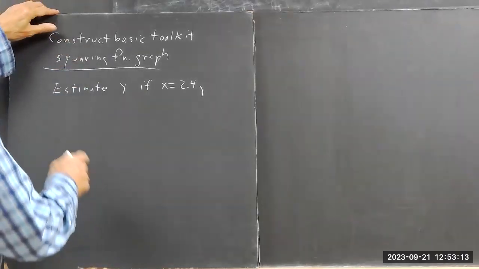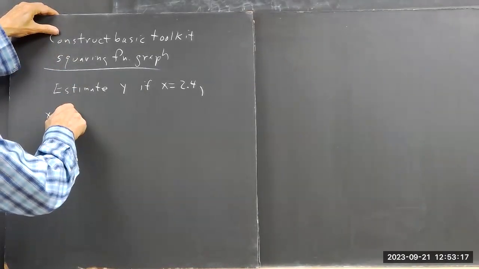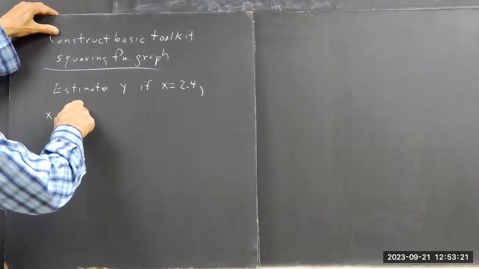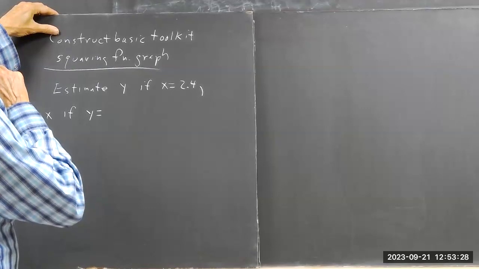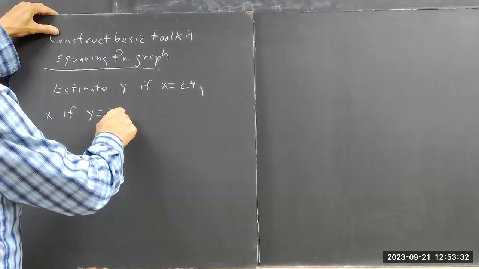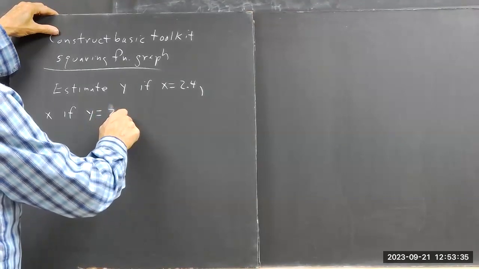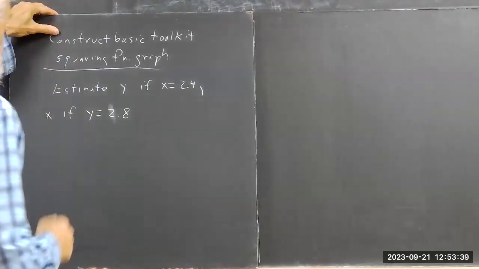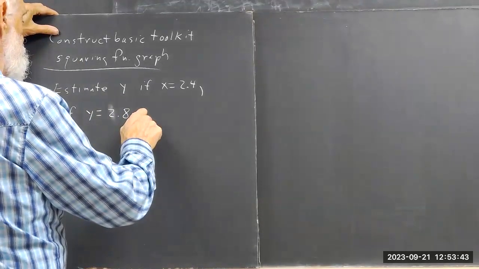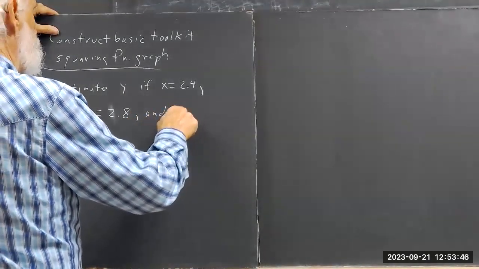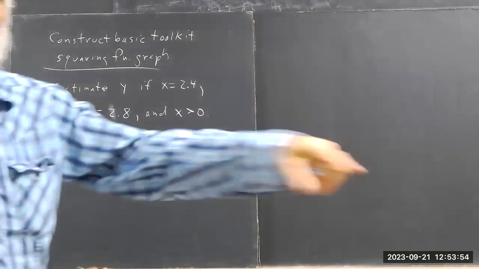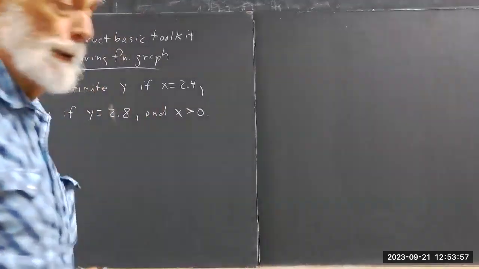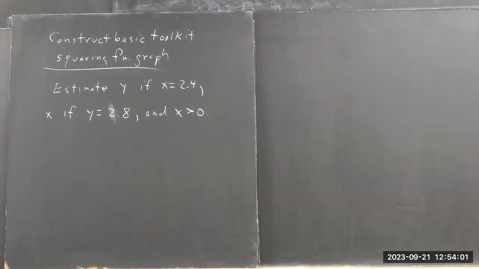So estimate y if x equals 2.4 and x if y equals 2.8 and x is greater than 0. Subject to the constraint x is greater than 0 because there are 2 points for y equals 2.8. Okay. So start with that, and then let me look at a couple of your homework assignments.